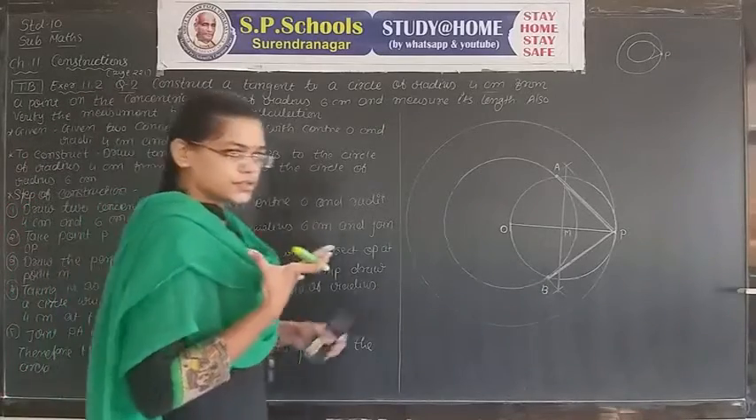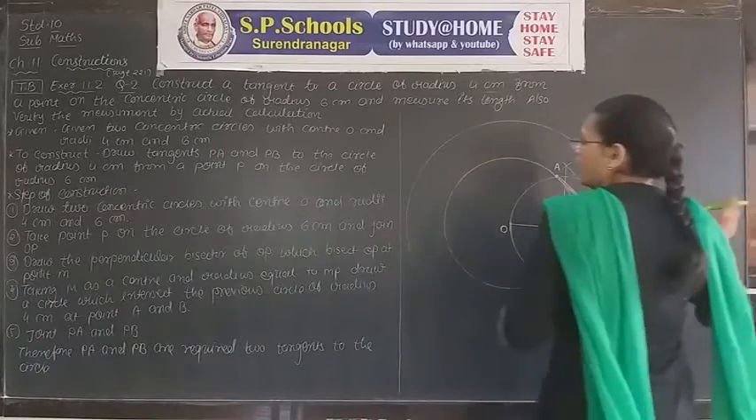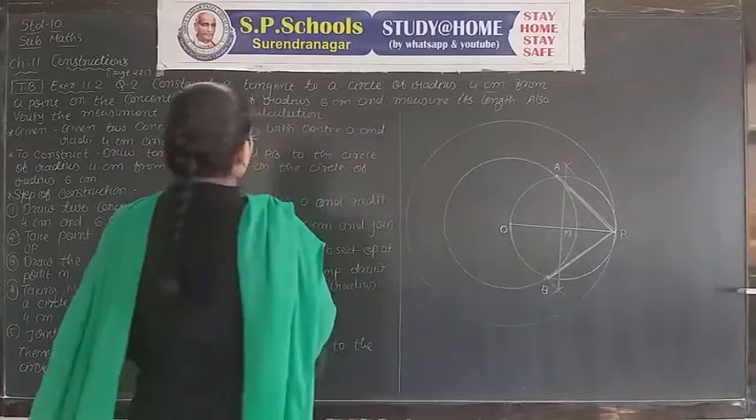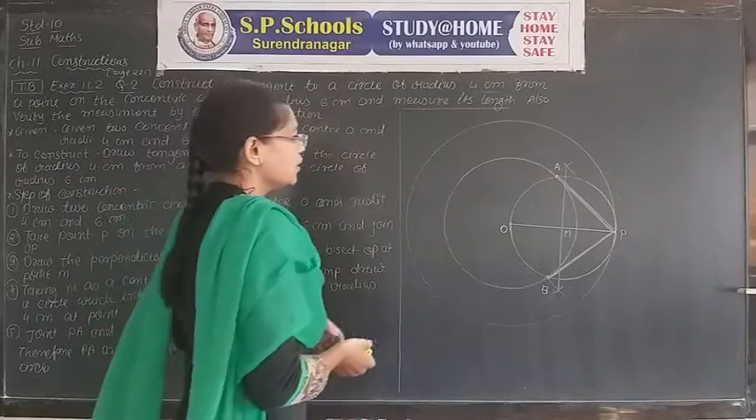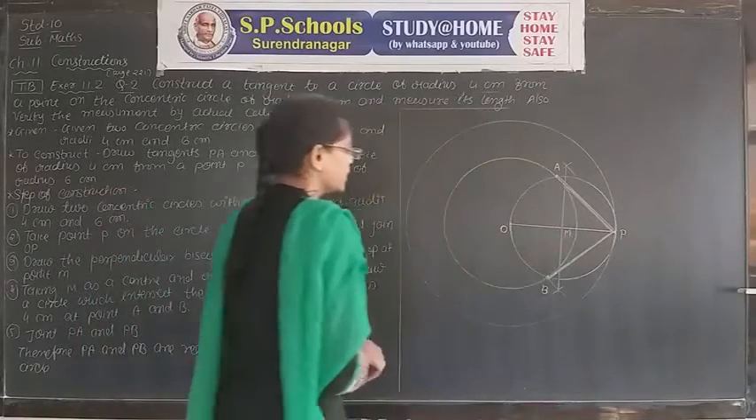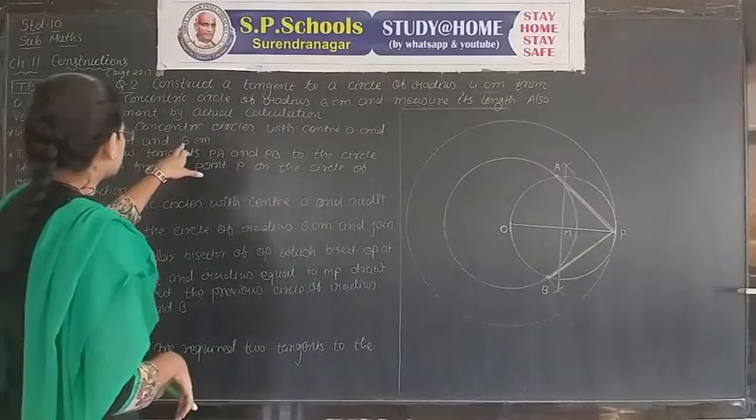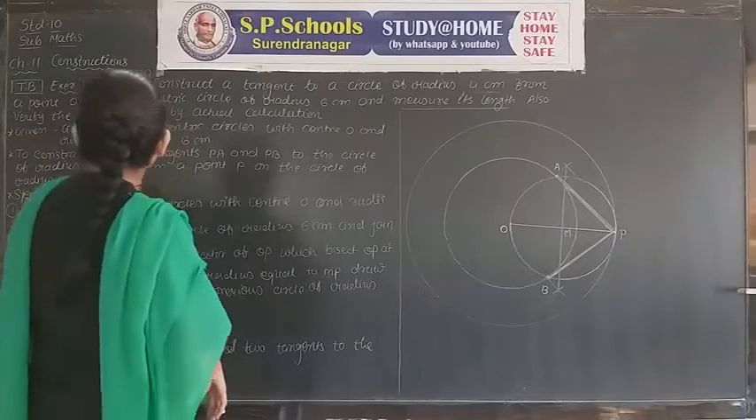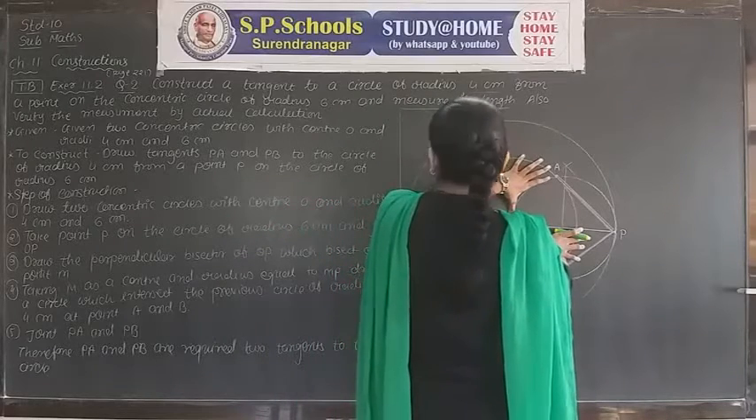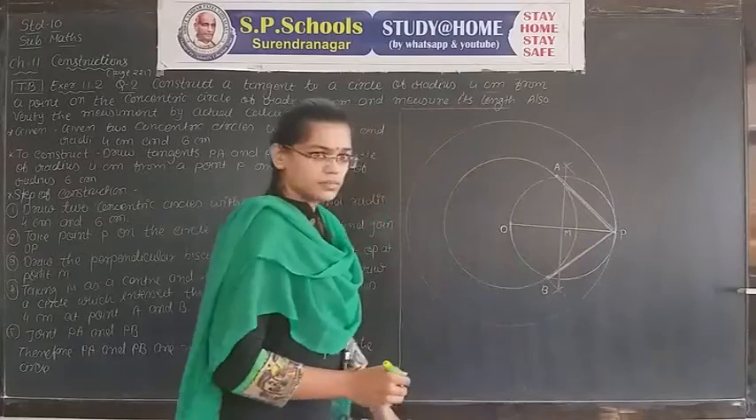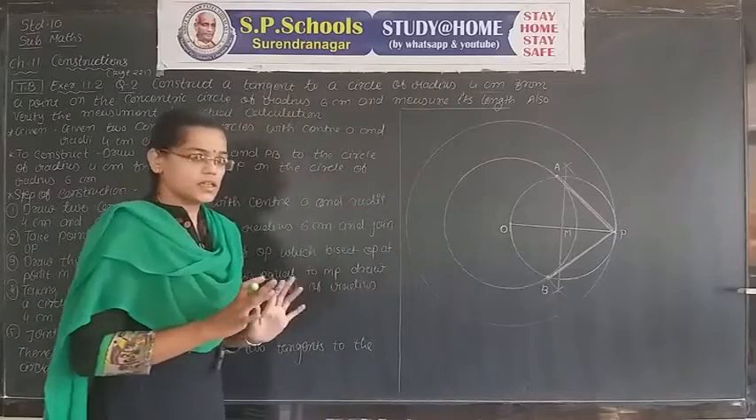Now we discuss the justification of this construction. In your question, you have to measure the length of the two tangents PA and PB. As we know, OP is 6 centimeters and OA is equal to 4 centimeters. By actual calculation, the answer is in decimal form.